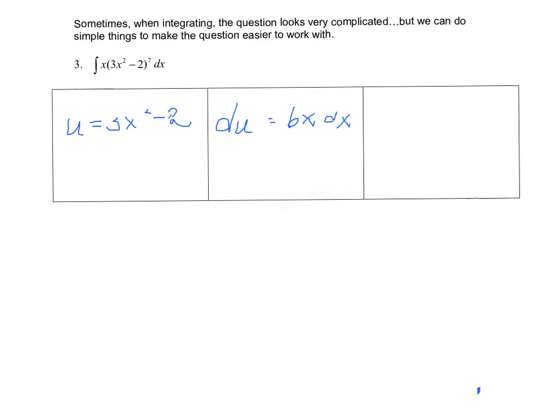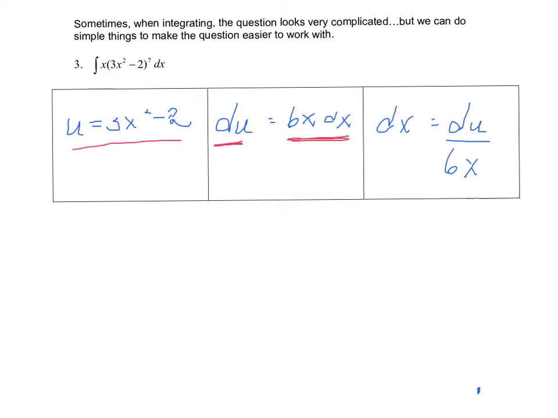My last step is that I want to rearrange for dx. So I want to say dx here is equal to du divided by 6x. So step 1, create a u function. Step 2, take the derivative of both sides. So the derivative of u is du, and the derivative of the other side is the derivative with respect to x, so dx. Step 3 is rearrange for dx.